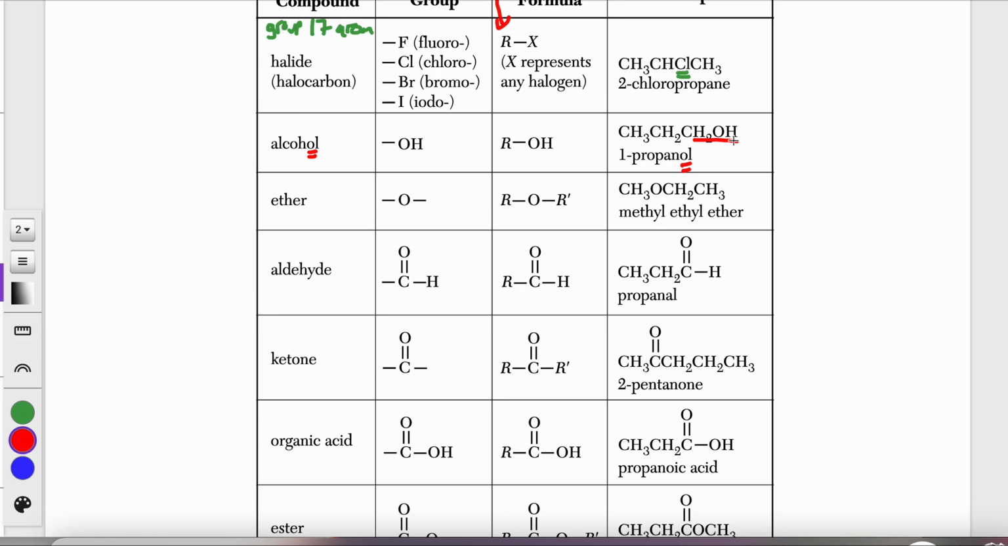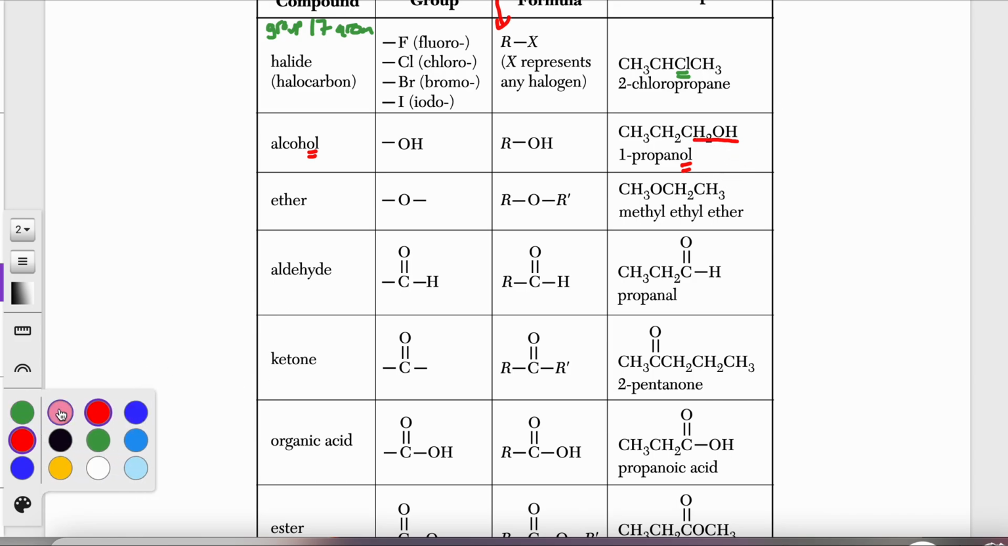And a lot of years ago, my organic chemistry professor said this, and I never forgot it: some people drink alcohol like water. So if you see a sequence of HOH somewhere within the structure, you have an alcohol.